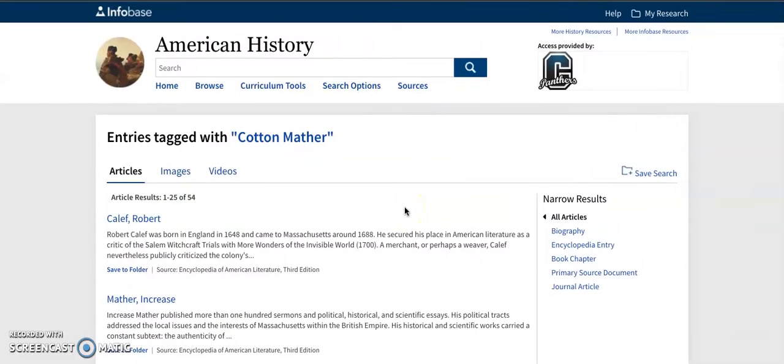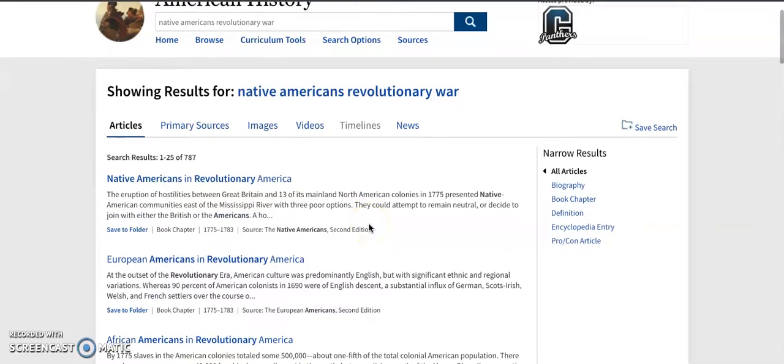Now, maybe we want to focus our search a little bit more. We want to focus on a couple groups of people, which is also one of your articles. So I'm going to look for Native Americans Revolutionary War, and just go ahead and search and see what I get. And we get some results.